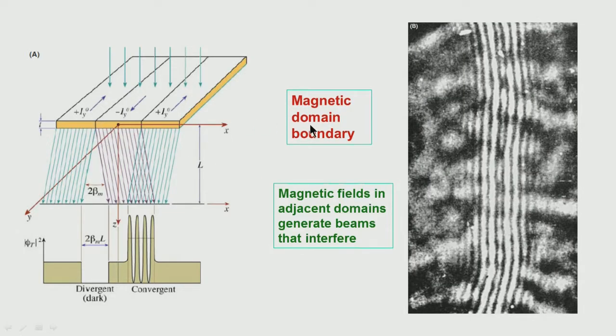What is the application in ferromagnetic materials or magnetic materials, or in ferroelectric materials? At the boundaries between the various domains, a sudden change of electric or magnetic field will take place. This will scatter the beam in different directions, and this will give rise to an interference which will give this sort of fringe pattern. This way we can identify the various types of boundaries present in the sample.